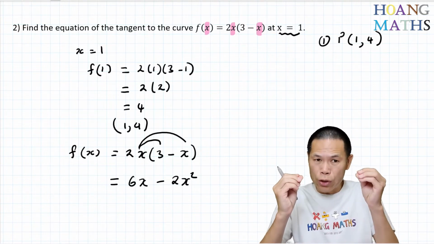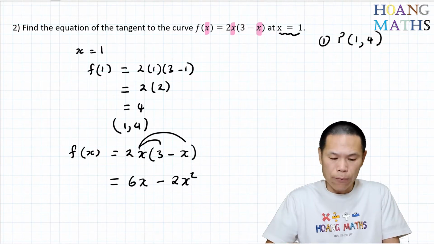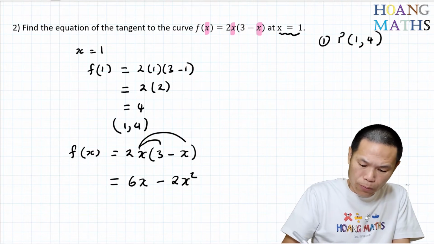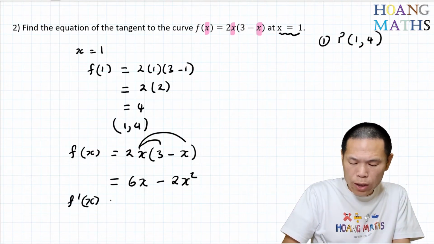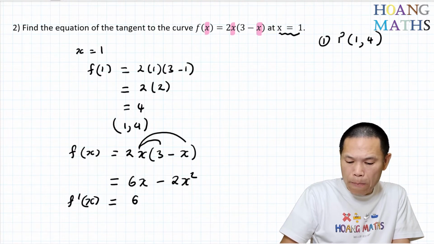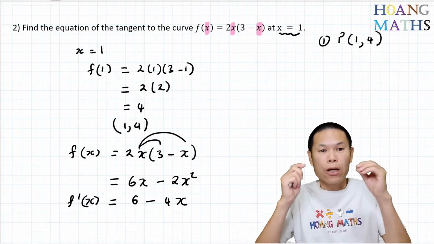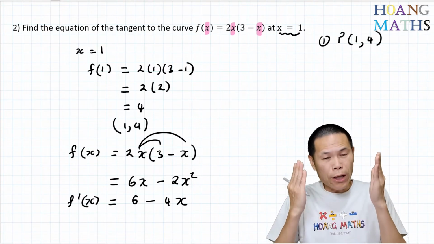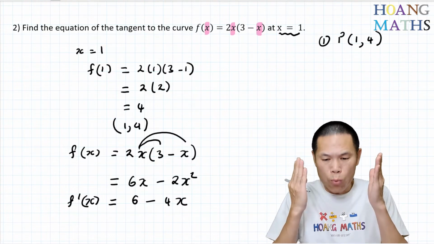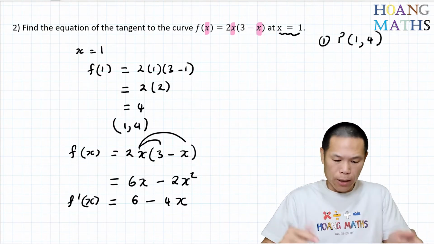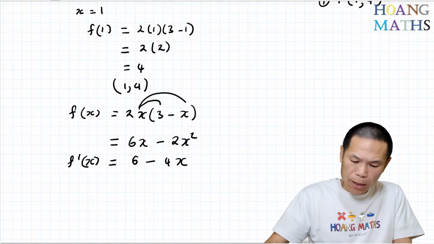Okay, so now we differentiate to find the gradient of the function. So f'(x) will give me 6 minus 4x. So that is the gradient function. But we want to find the gradient at x equals 1, or at point (1, 4). Okay, if you like, let me just move this up.